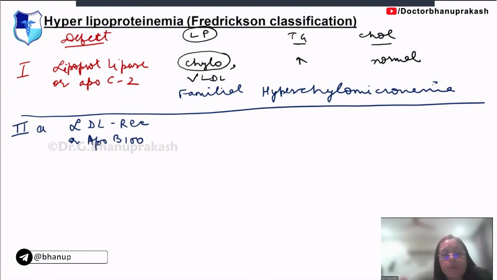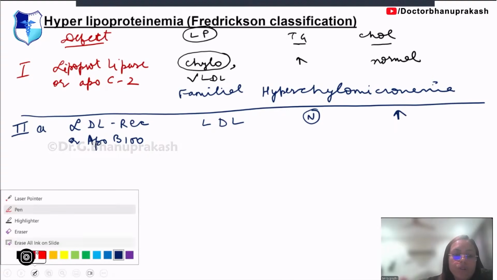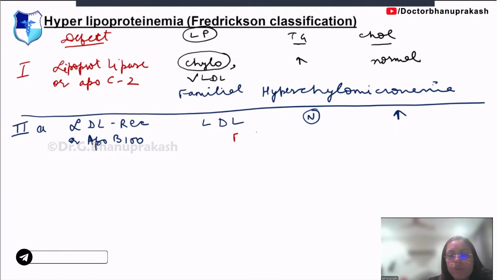Then type 2A, the defect is in LDL receptor or ApoB100. The lipoprotein increased is LDL. The lipid which is increased: triglyceride is normal and cholesterol is increased. Because cholesterol is increased, it is known as familial hypercholesterolemia.